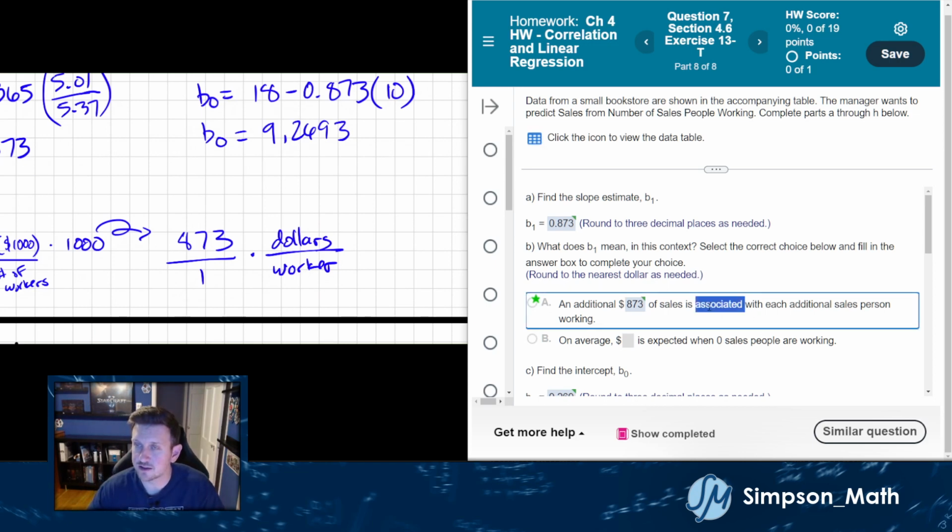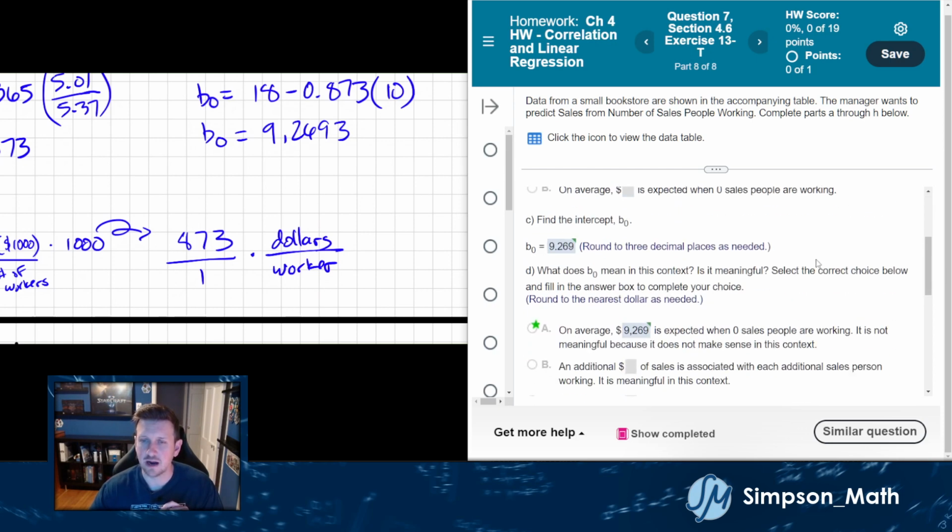This word associated is important because it's what I call the fudgy word. For every one additional worker, the model predicts an increase of $873 on average. That "predicts" and "on average" is a little bit of fudginess, because it needs to be non-deterministic. It is not that when I add one worker, it will go up $873. That's a causation thing, which is not what's happening here. I can't just add another worker and make $873 more today. It does not work that way.